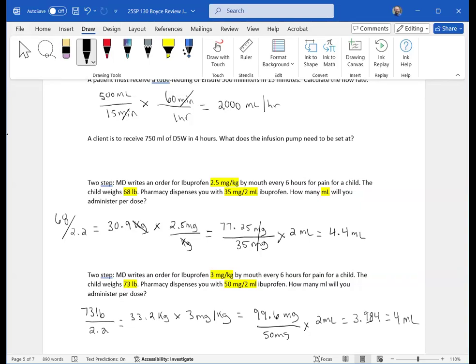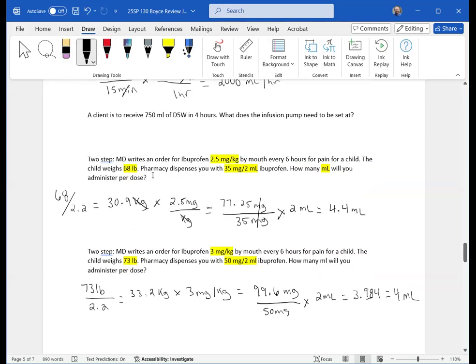So like I said, that's a bigger question because there's a little bit more steps involved, and that's what they consider a two-step type problem. The first step is converting pounds to kilograms, and the second step is just solving for the order of the oral-based med that you've done already, or you did in 110. Basically, they just want to make sure you can combine skills and get that answer.